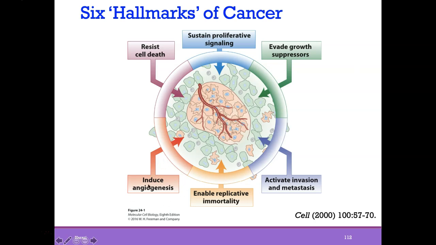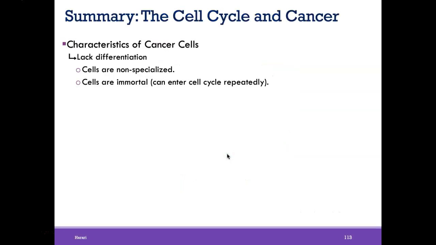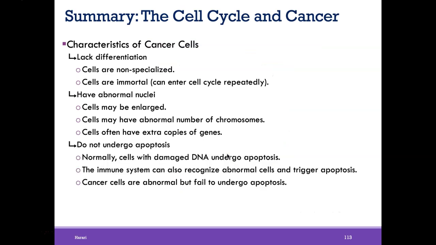Cancer cells can induce angiogenesis, formation of blood vessels. They can activate invasion and metastasis, right? They can spread. And they also have replicative immortality because of that telomerase. So they can divide as many times as they want. So this is a review. I'm not going to read this to you, but this is a basic summary of the differences between cancer cells and healthy cells.